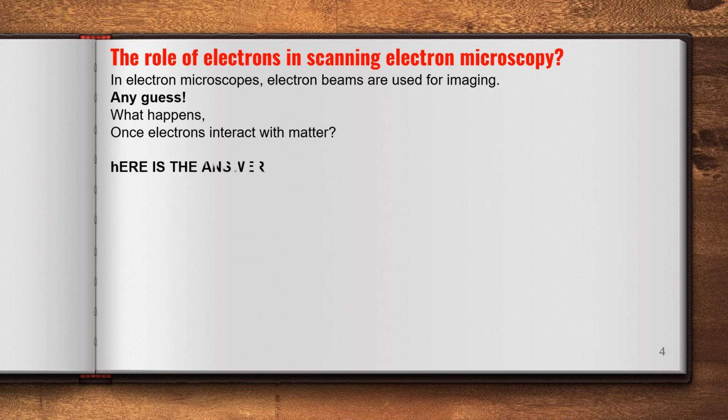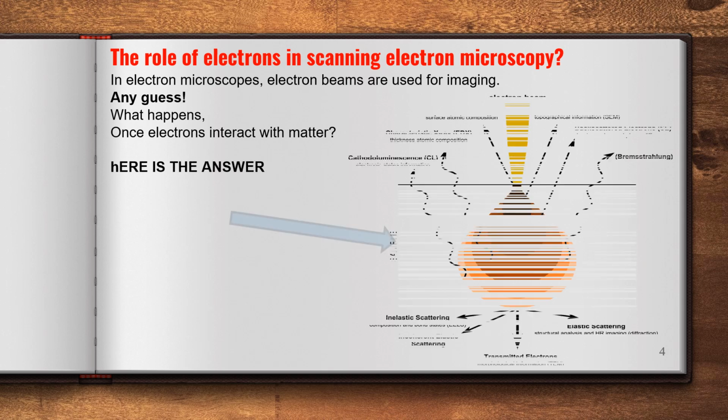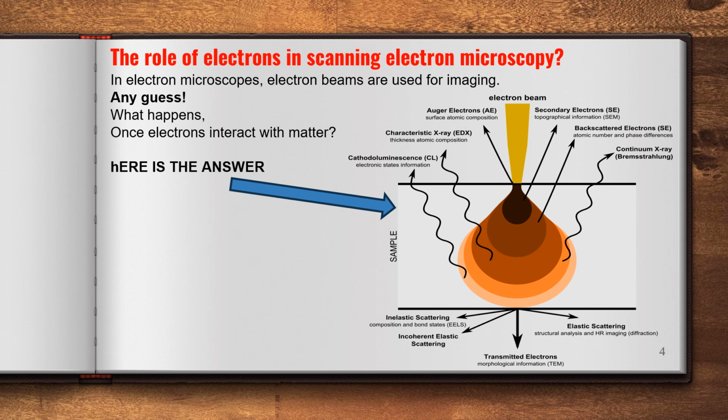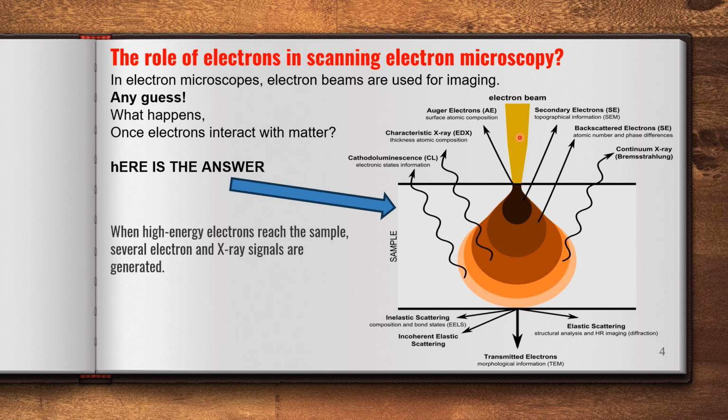Here is the answer. See here, this is the sample. This is the top surface and this is the bottom surface. This yellow color is the incident electron. Once a high energy electron reaches or interacts with the sample, several electron and X-ray signals are generated. So we need to understand this.